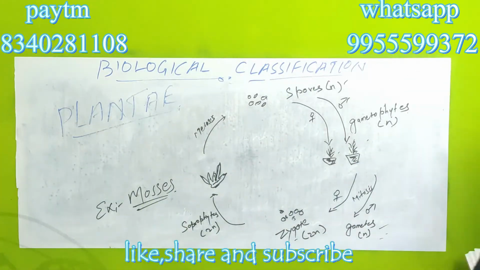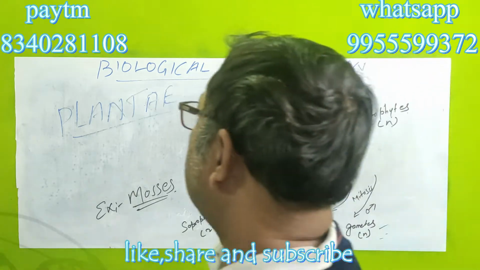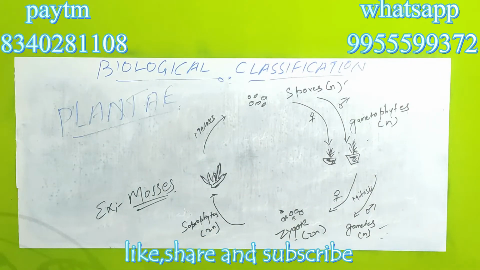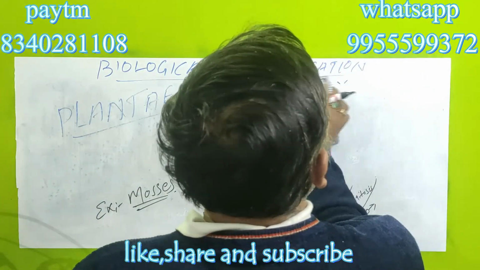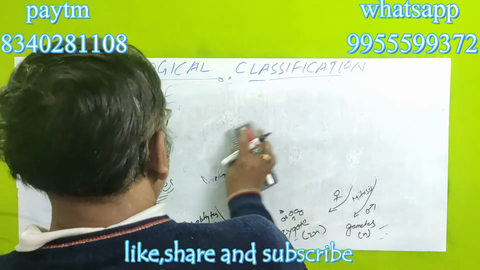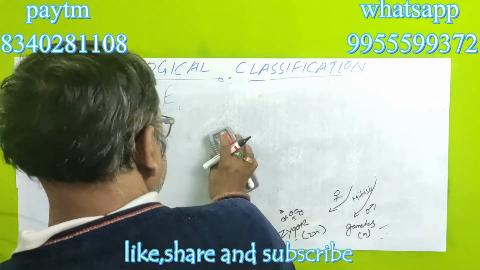This is in kingdom Plantae. You see the alternation of generation, how the diploid sporophytes and haploid gametophytes alternate with each other. So this is the Plantae, and the details will be studied in the next chapter in your class 11th book. If you have any doubts, you may contact and ask. I will try my best to make your doubts clear.